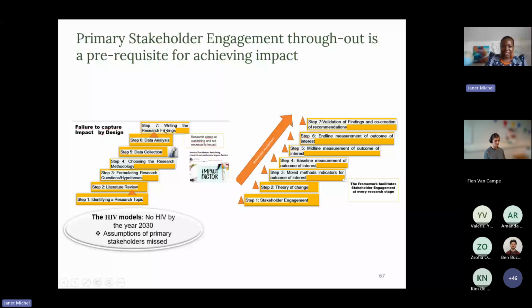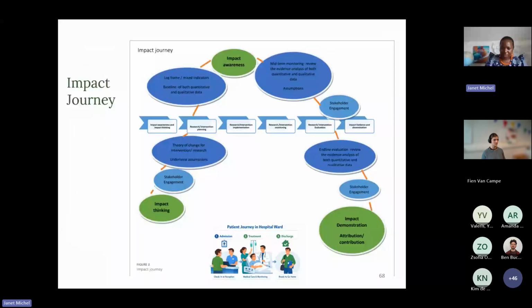The challenge is, for example, with modeling, there is an HIV model or HIV models that said no HIV by 2030. What happened there was they did not engage with the local stakeholders. Had they done so, they would have also identified that their assumptions were wrong, because people go, for example, in South Africa to the traditional healer. When they don't have money, they cannot go to the clinic to get their drugs. So it's so important to make sure that the stakeholder assumptions are involved.